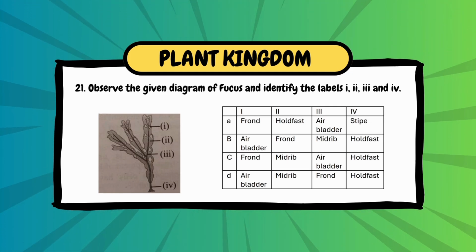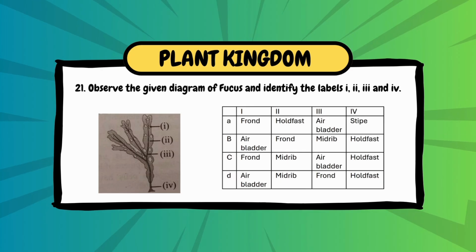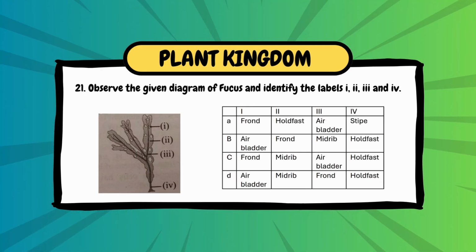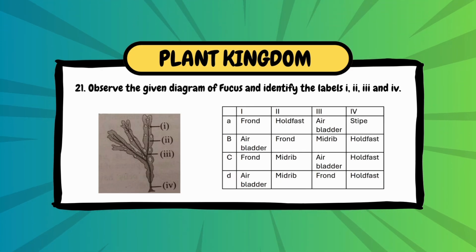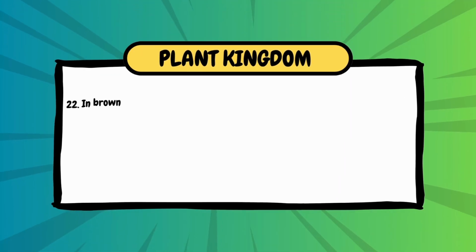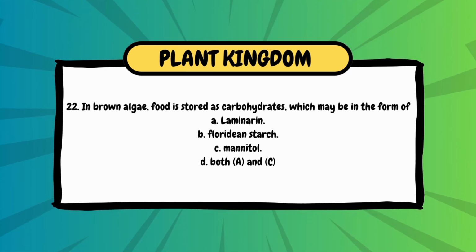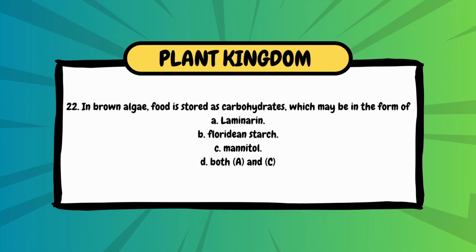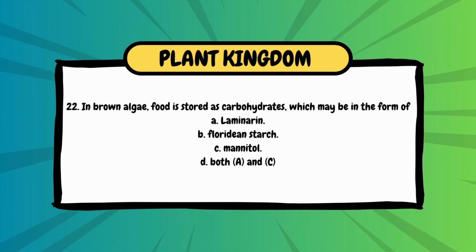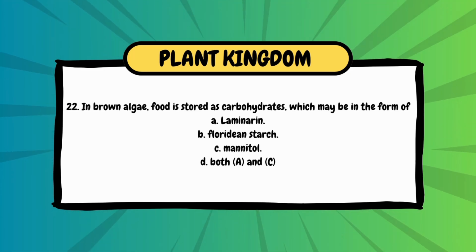21. Observe the given diagram of Fucus and identify the labels I, II, III and IV. 22. In brown algae, food is stored as carbohydrates, which may be in the form of A. Laminarin, B. Floridean starch, C. Mannitol, D. Both A and C.